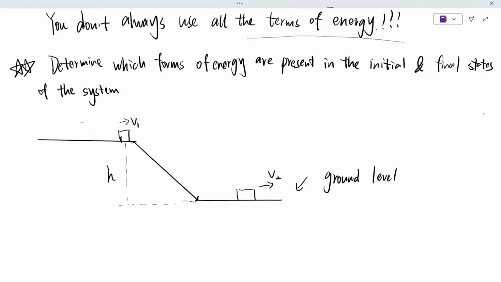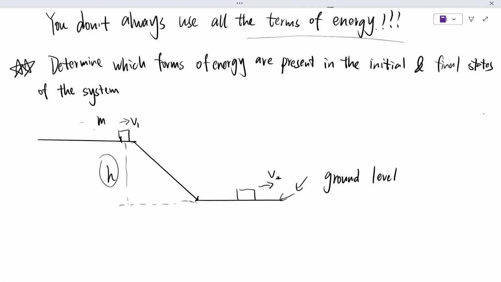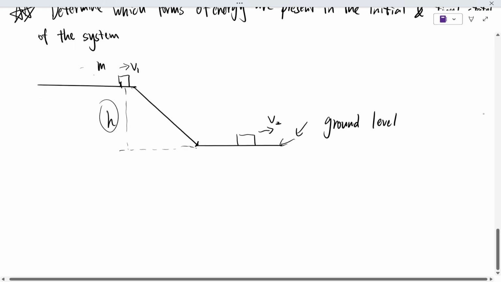Alright, now let me give you a scenario. This is an object with mass m, and it is moving forward at a velocity of v1, and this object is height h above the ground level, which is this surface. And then when it's sliding down, it goes at the velocity of v2. Write the equation of conservation of energy. So how do we write it?